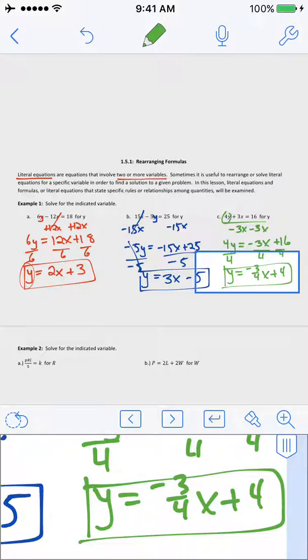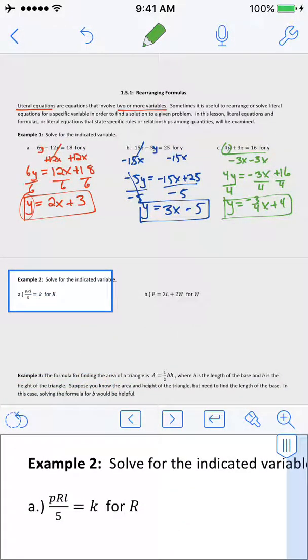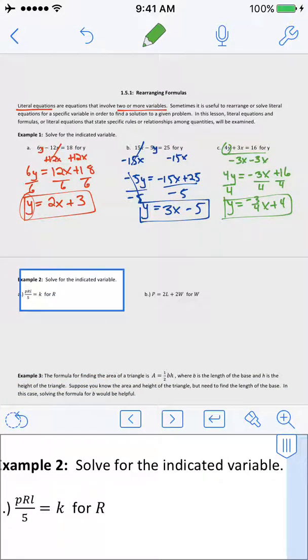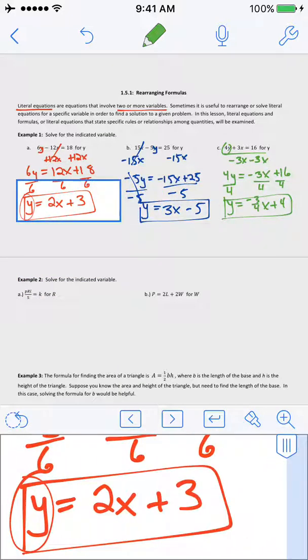Fantastic. So hopefully this is coming back to you. We're going to keep going over on example 2. So go ahead and turn the page over to example 2. Solve for the indicated variable. This time we're not solving for y. As important as that is, that's the one you'll see most often.